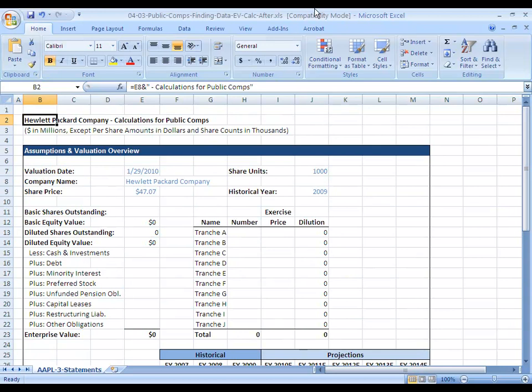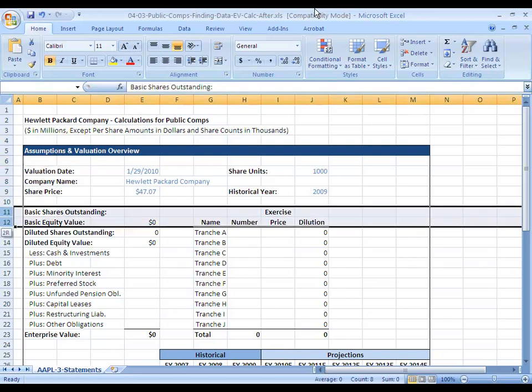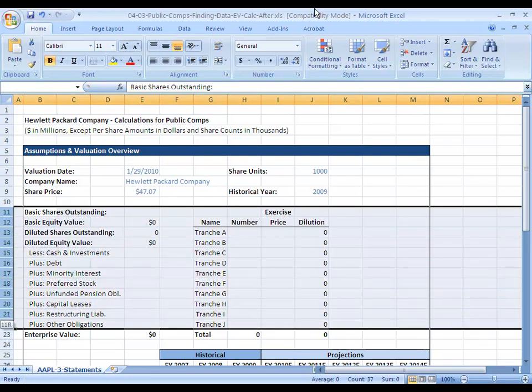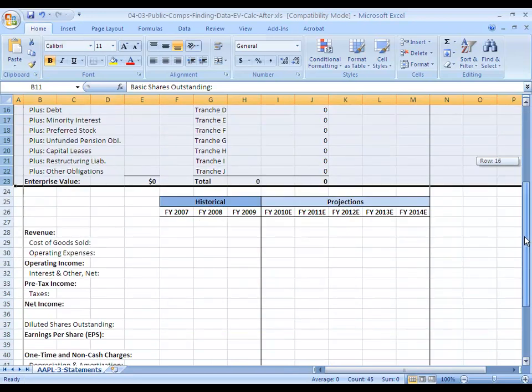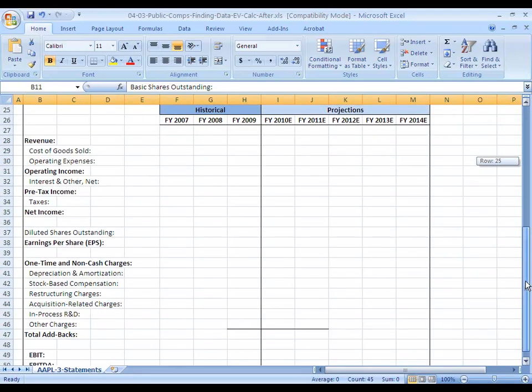In this video, I'm going to be showing you the first half: how we calculate Hewlett-Packard's shares outstanding, enterprise value, equity value, and how we look at their options to figure out dilution. In the next lesson, we're going to be going through their actual financials, and I'll show you where to get their historical numbers and then their projected numbers from.